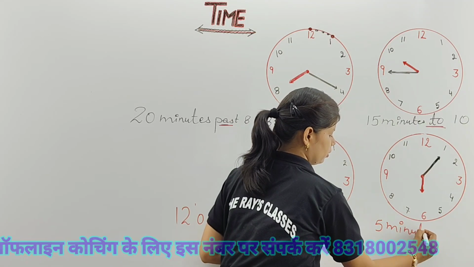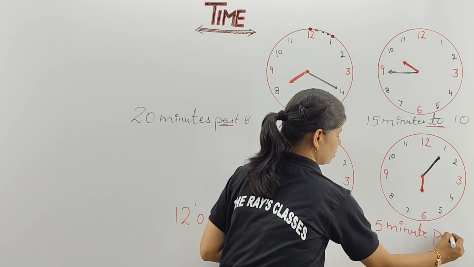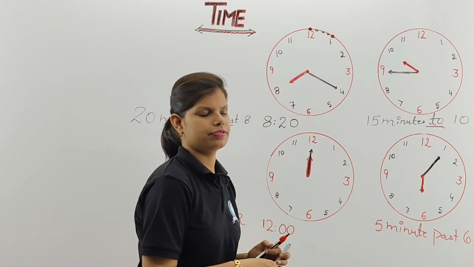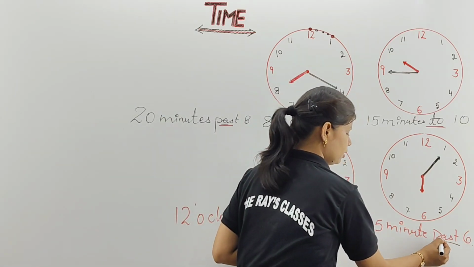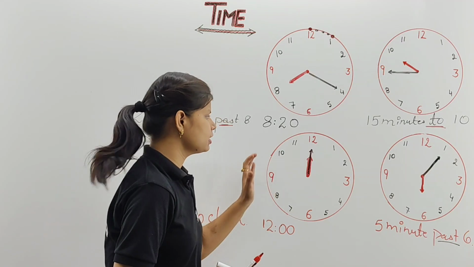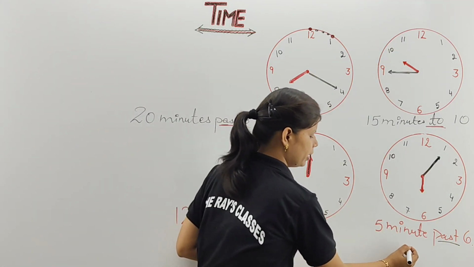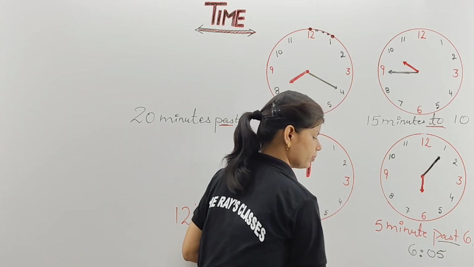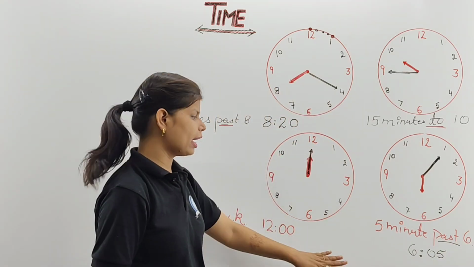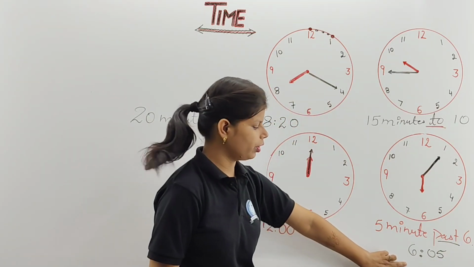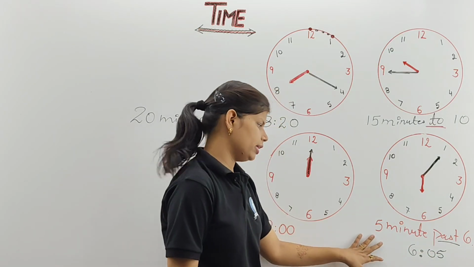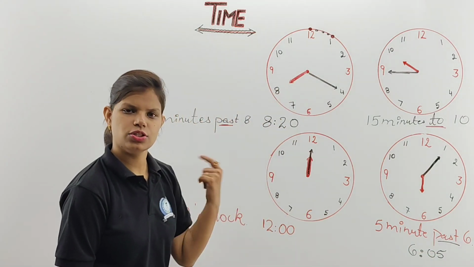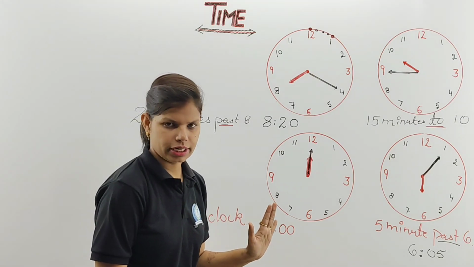5 minutes what? Past 6. Past means only 5 minutes have been spent out of 6. Still 55 minutes are left. This is just the representation of yours. Otherwise it can be written in words like this: 6:05. So a clock can be read or represented in two ways. One you can write in this form and the other you can write in words as well. Clear, no? So two things you have read. One is past, the other one is to. I hope it is clear to you.